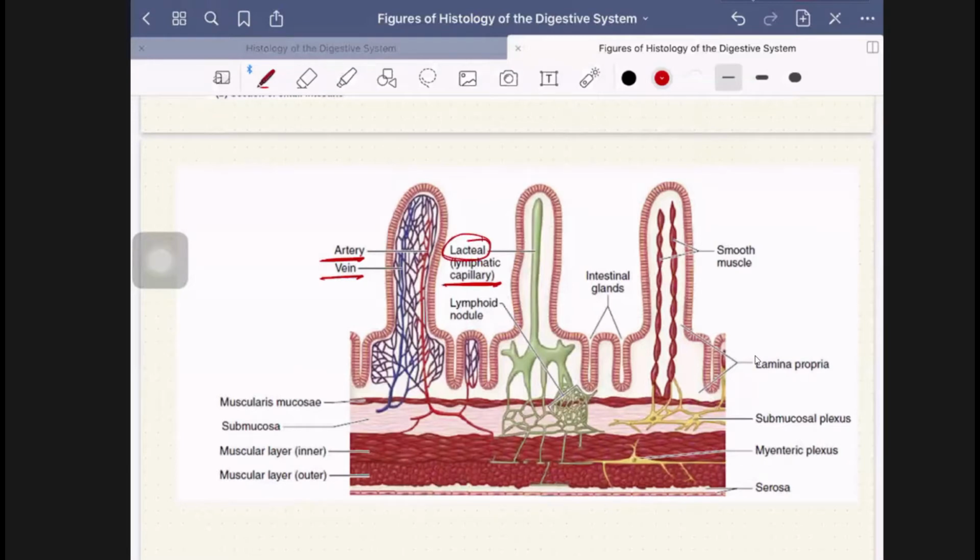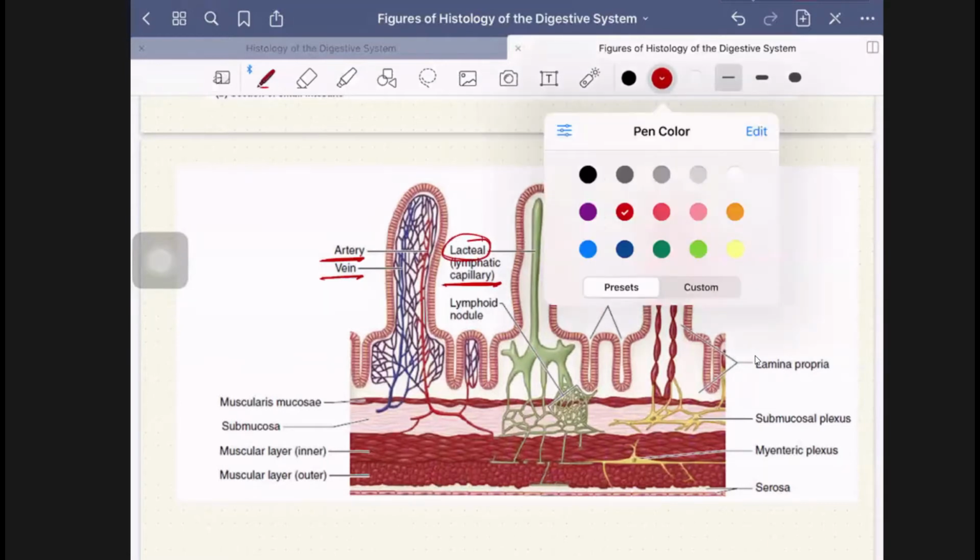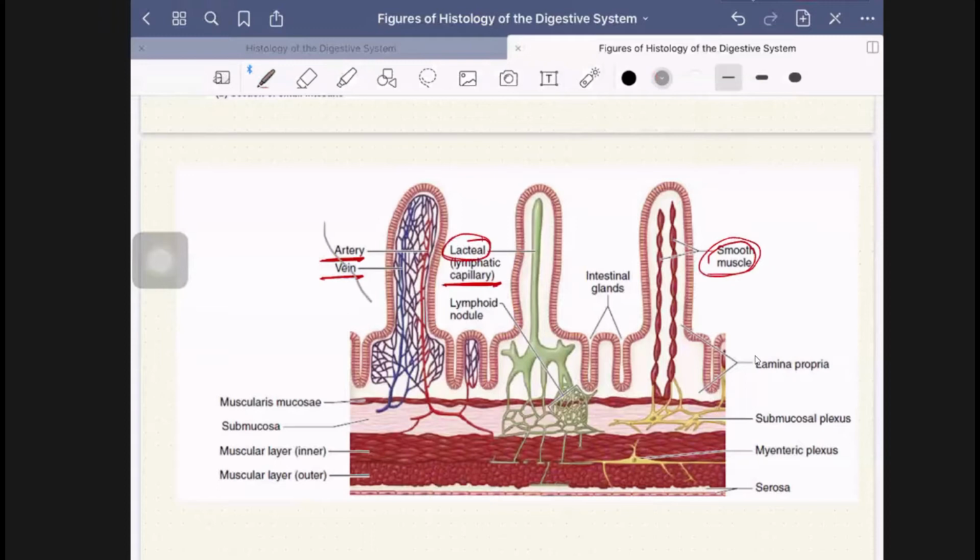And to maintain the shape of the villi, there will be some smooth muscle. So the core of the villi will contain vascular structure, some lymphatic structure and some smooth muscle. Is everyone clear about the structure of the villi? Yes, sir.